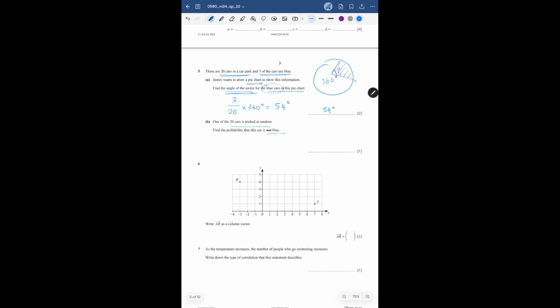Next, one of the 20 cars is picked at random and we need the probability that this car is not blue. Out of 20 cars, 3 cars are blue just now, right? So those that are not blue are 17 cars, because 20 minus 3 is 17. So you need to find the probability. So 17 over 20 is your answer.